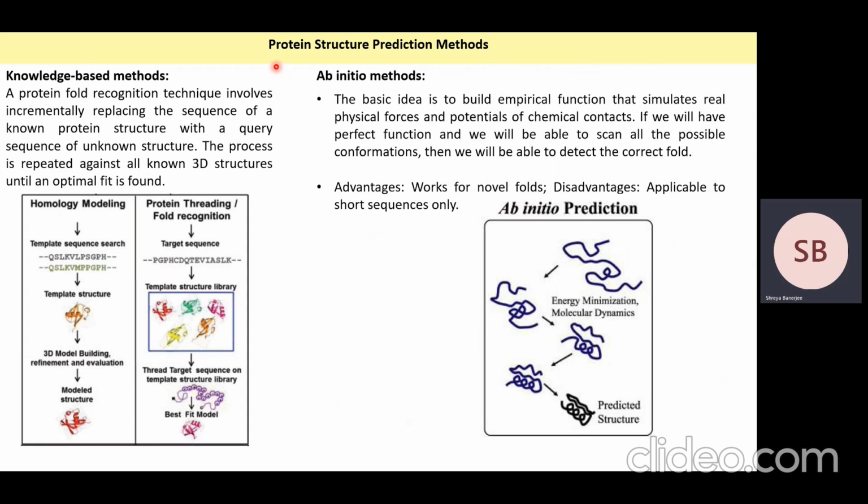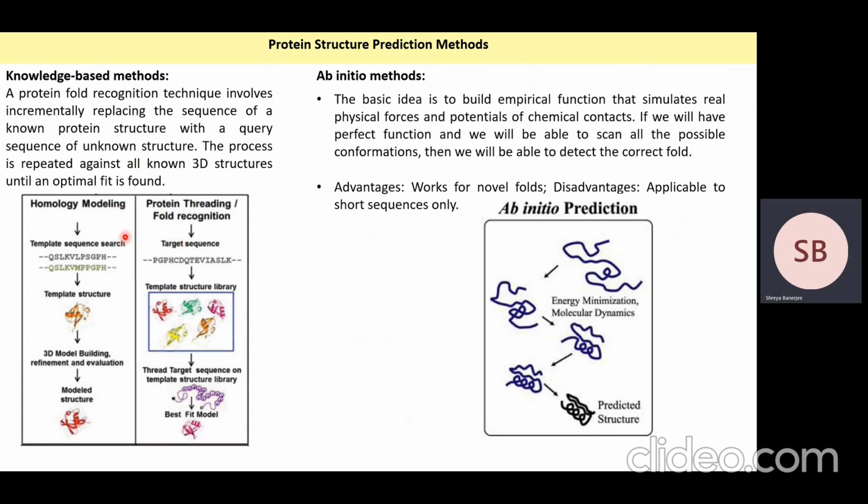Now we'll look into protein structure prediction methods. One is called the knowledge-based method. The protein fold recognition technique involves incrementally replacing the sequence of a known protein structure with a query sequence of unknown structure. The process is repeated against all known 3D structures until an optimal fit is found. So in the knowledge-based method, there are two kinds.